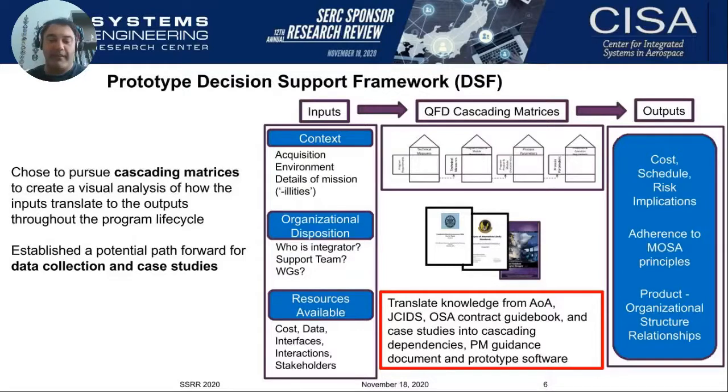And so the two main products that we had in the first years of this effort, first we started with a prototype decision support framework, DSF, where we were trying to tie together inputs, which are the context, the environment, the details of mission, the organization, and the resources that are available in terms of system, interfaces, interactions. We wanted to tie these inputs with outputs in terms of cost, risk, and how much we can adhere to MOSA principles. The way we did that was to use cascading matrices, similar to QFD, and house of quality shaped. And these cascading matrices will create a visual analysis of how these inputs translate to the outputs throughout the program lifecycle. So this was something that established a path forward to collect data, create a database of case studies.